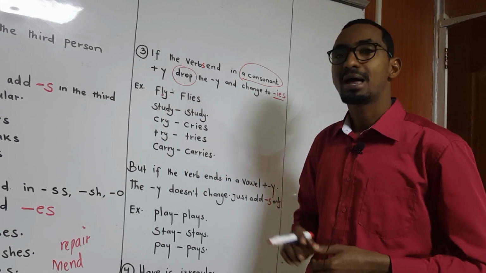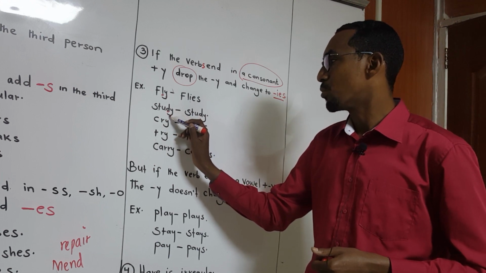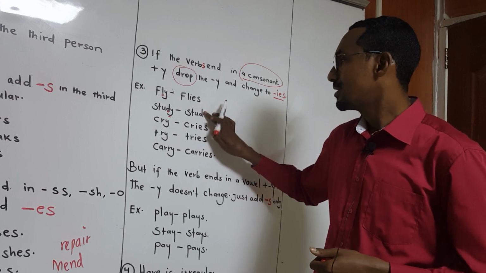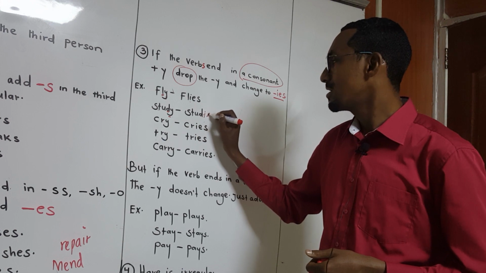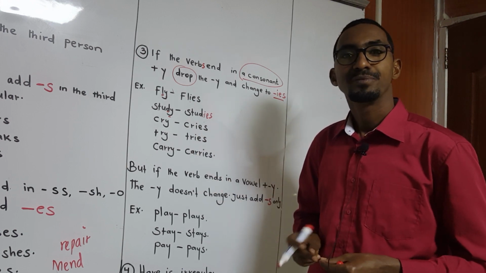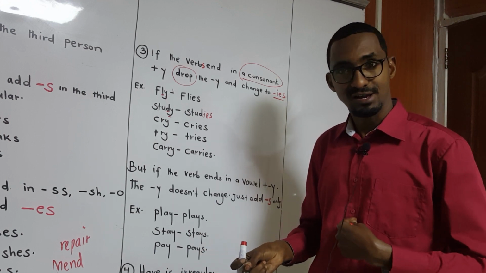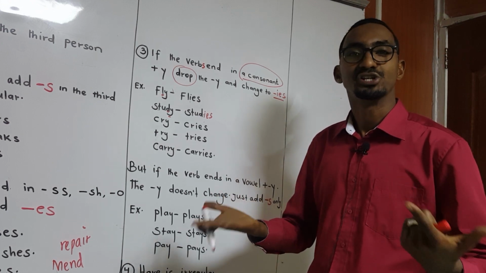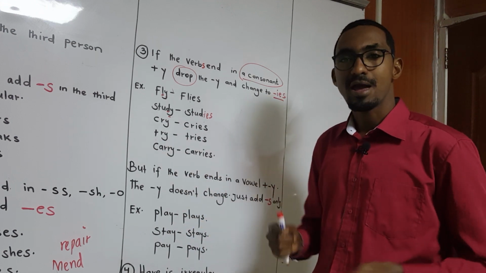Number 2, study. Study ends in a consonant D and Y. Then you drop the Y, and then you change to IES. Therefore, it will become studies. I study English, but my sister studies French. Okay?